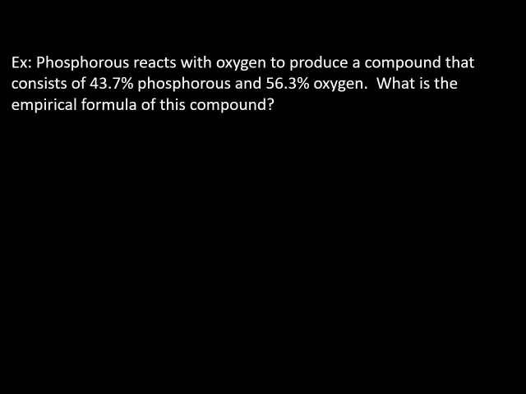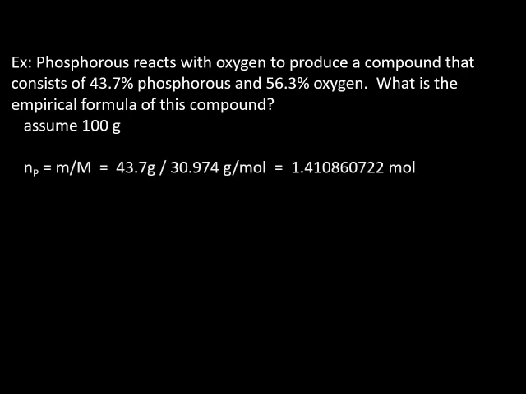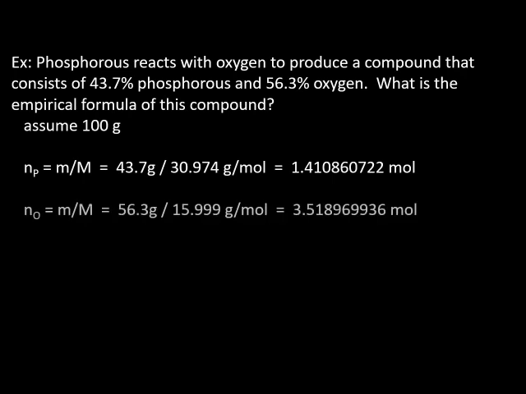We have phosphorus reacting with oxygen, which gives us a compound that contains 43.7% phosphorus and 56.3% oxygen. What's the empirical formula? Okay, so let's go through the process again. First, we assume that we have a 100-gram sample. Then we figure out the number of moles of phosphorus from the mass, 43.7 grams, and we get 1.41 in a bunch of decimal places. Then we figure out the number of moles of oxygen.